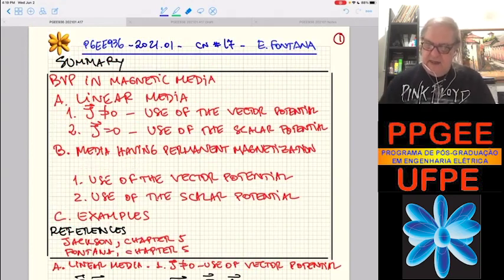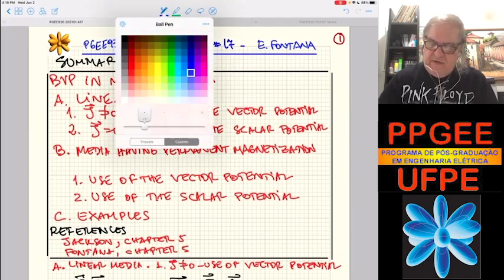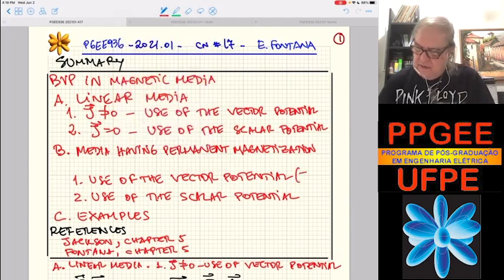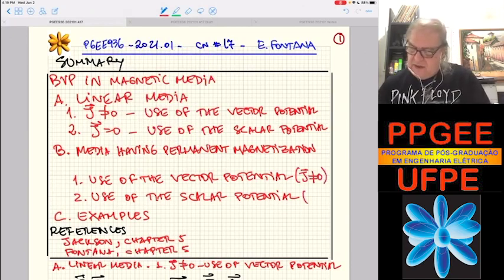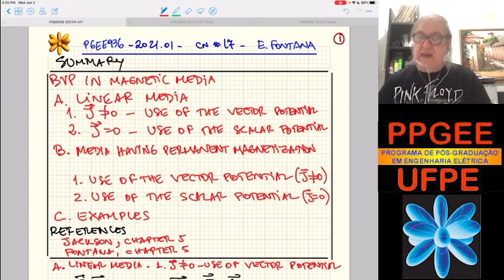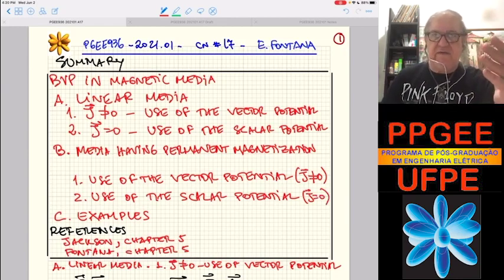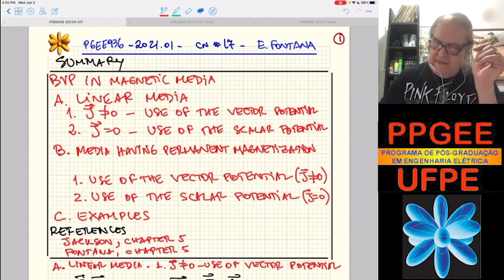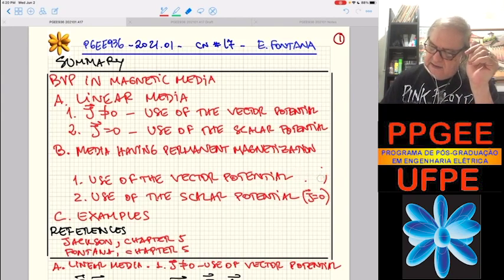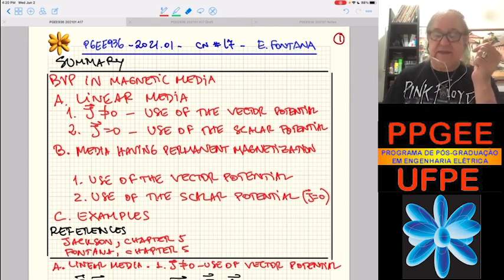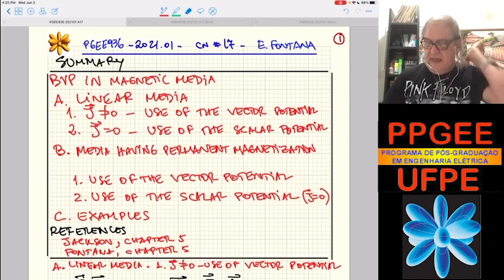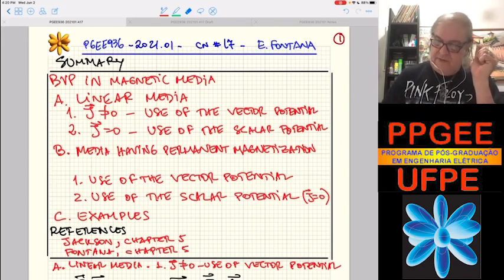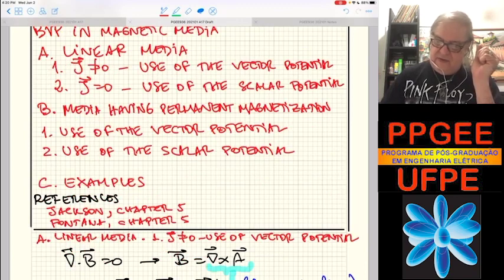That's how we're gonna do it. So for J different from 0, we use vector potential. And for J equals 0, we can use vector potential either for J different from 0 or J equals 0. In fact, I'm going to do like this. Use of vector potential for J different from 0, and for the case J equals 0, we use scalar potential, right? So that's how we're going to do it.